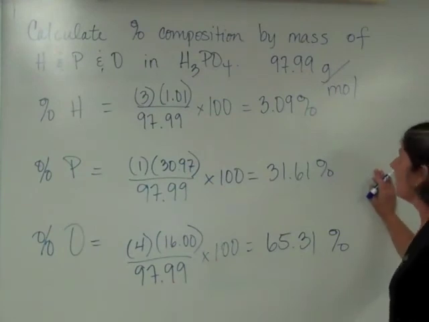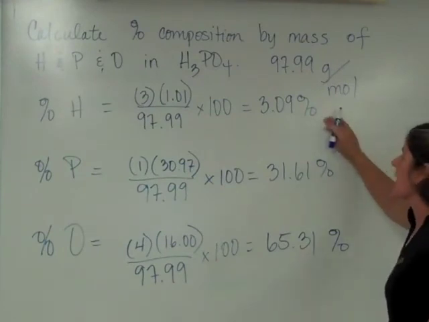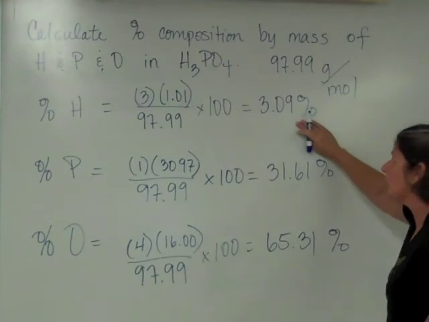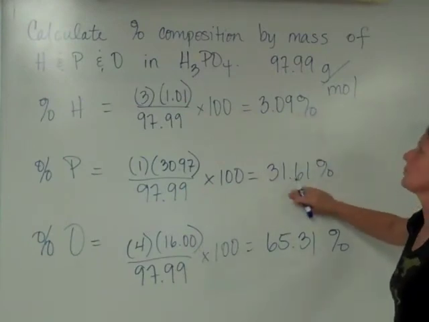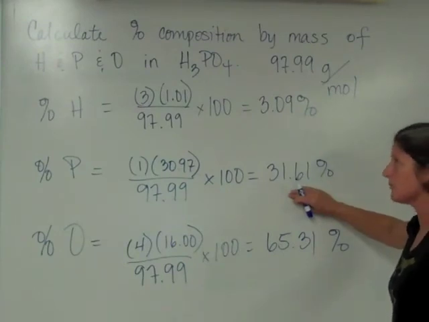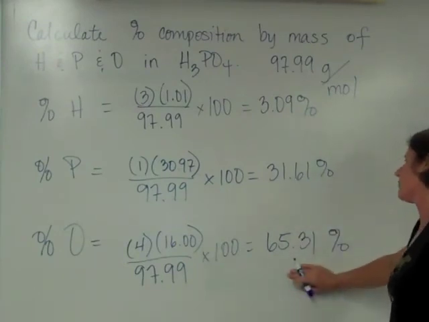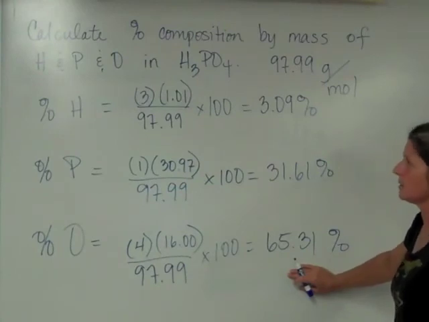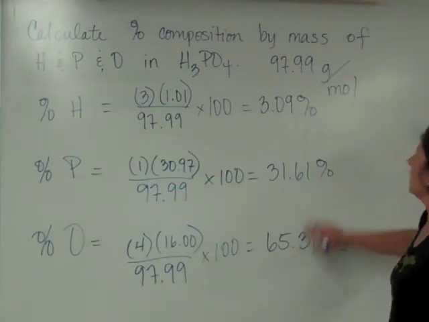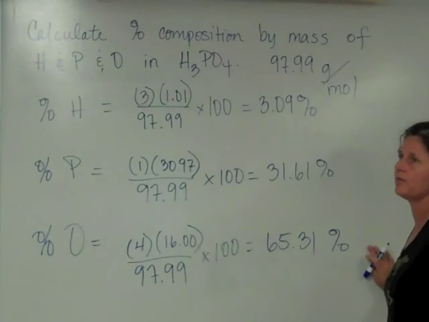All right, you guys, so here we go. These are the percent compositions by mass. So 3.09% of the mass is coming from hydrogen, 31.61% of the mass of phosphoric acid is coming from the phosphorus, and 65.31% of the mass is coming from the oxygen. Okay, so today it's very straightforward.